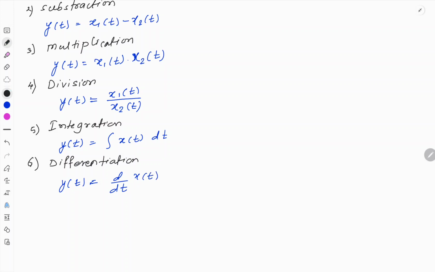And the last operation, which is very crucial, is called amplitude scaling. It is a very crucial operation amongst all, and it is denoted as y of t is equal to a into x of t. Here we are going to scale the amplitude of the x signal by a factor a. Therefore this a is called the scaling factor.